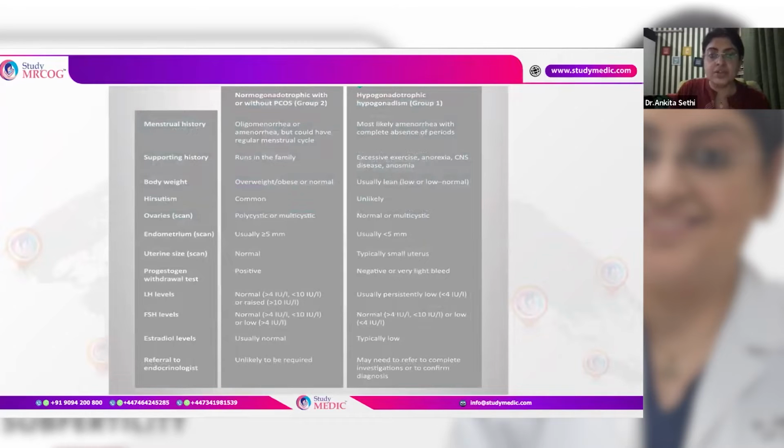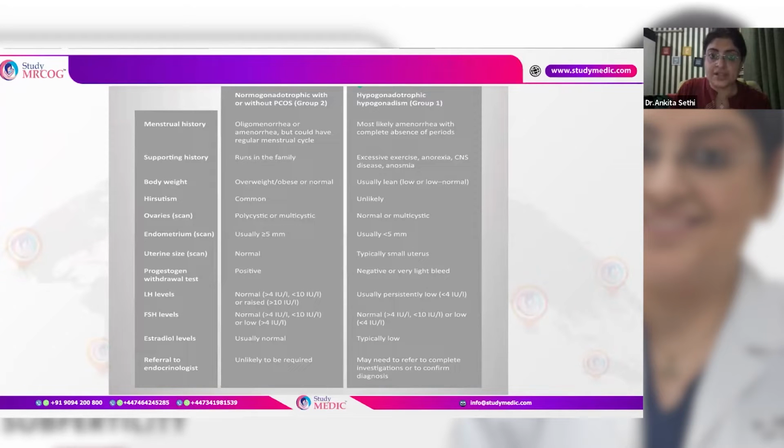How do you do it? You can differentiate on the basis of menstrual history. In PCOS, they generally have oligomenorrhea or amenorrhea, but could have a regular menstrual cycle as well. Hypo-hypo patients most likely are amenorrheic with complete absence of periods. Supporting history: PCOS runs in the family. In hypogonadotropic hypogonadism, generally they have a history of excessive exercise, anorexia, CNS disease, or anosmia. Body weight: PCOS patients are overweight. Hypo-hypo patients are usually lean. Hirsutism is common in PCOS patients.